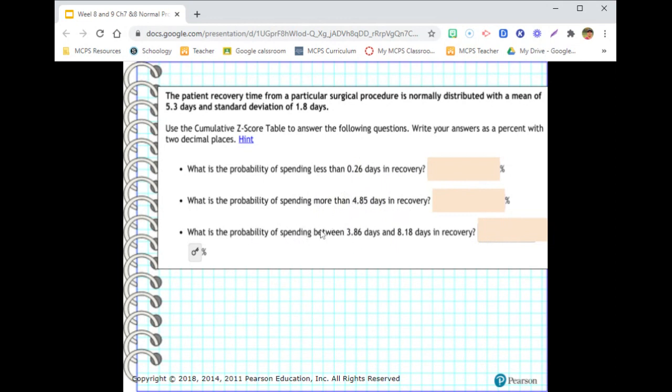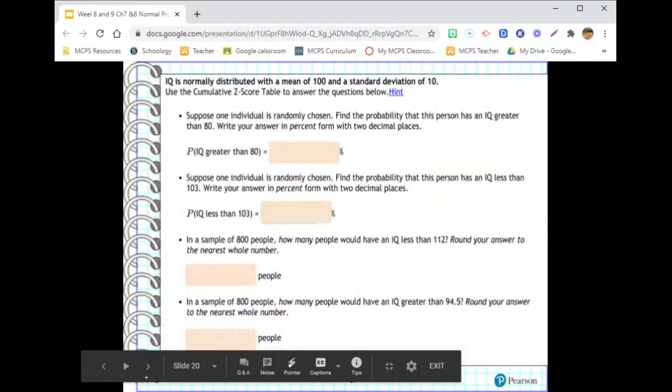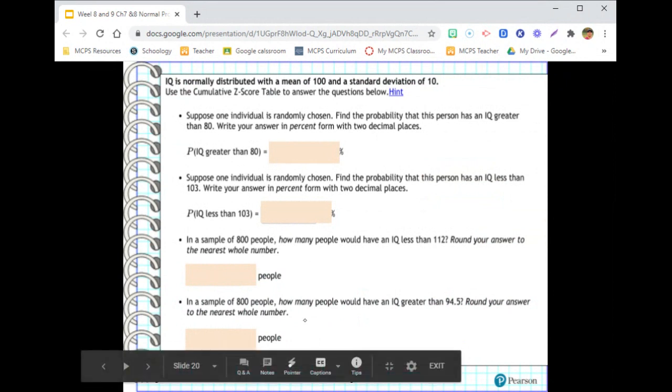This one is the probability of spending between 3.86 and 8.18. So change your lower limit to 3.86, then your upper to 8.18, right? Okay, so it's the same thing for greater than, so just use those symbols. Greater than, don't forget to use the complement rule. All right.